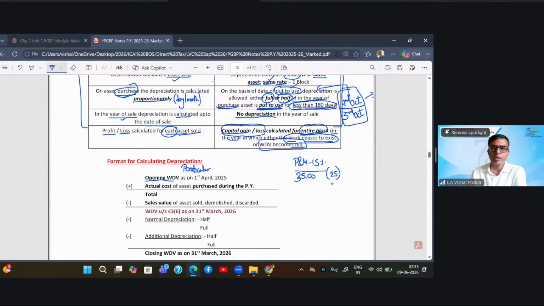Now, during the year, I have purchased 4 machines at different points of time. One I have purchased in April itself, another I have purchased somewhere in August, another one in December, and another one is purchased in March.